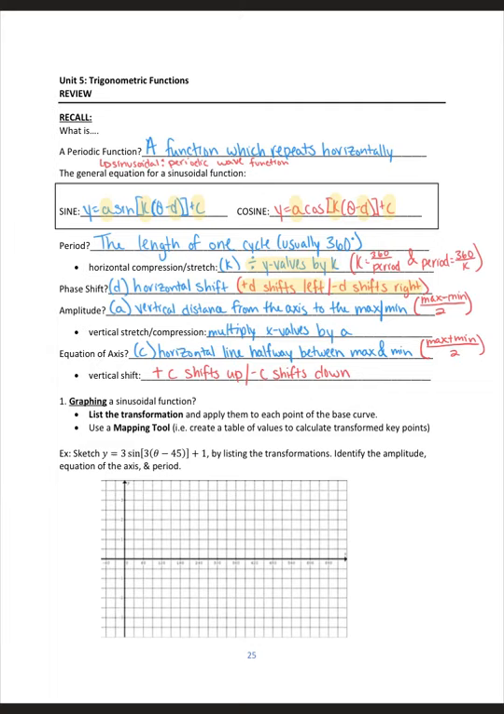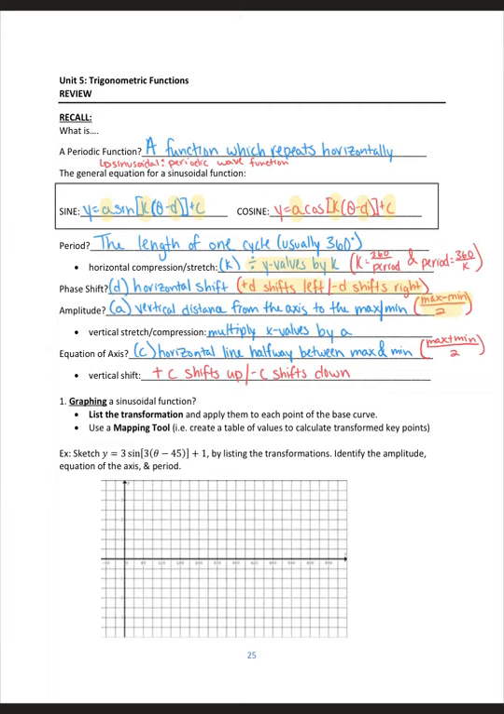The next transformation is our vertical stretch, which also is our amplitude. So our amplitude is represented by that variable a, and it's the vertical distance from the axis to the maximum or minimum. And we can figure out what the amplitude is when we know the maximum and minimum. So if we're given a graph, we can identify our maximum and our minimum, and then use that information to find our amplitude. This a value also represents our vertical stretch or compression.